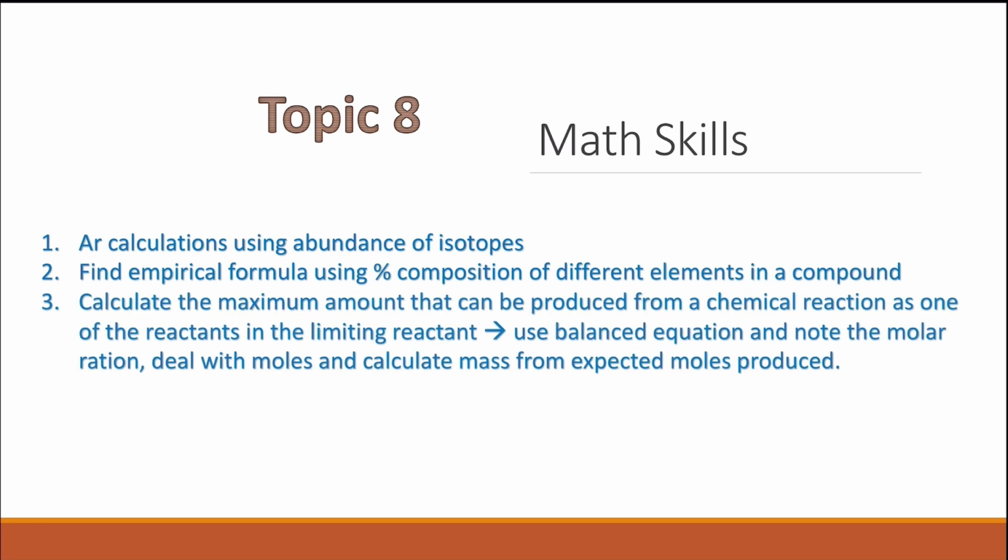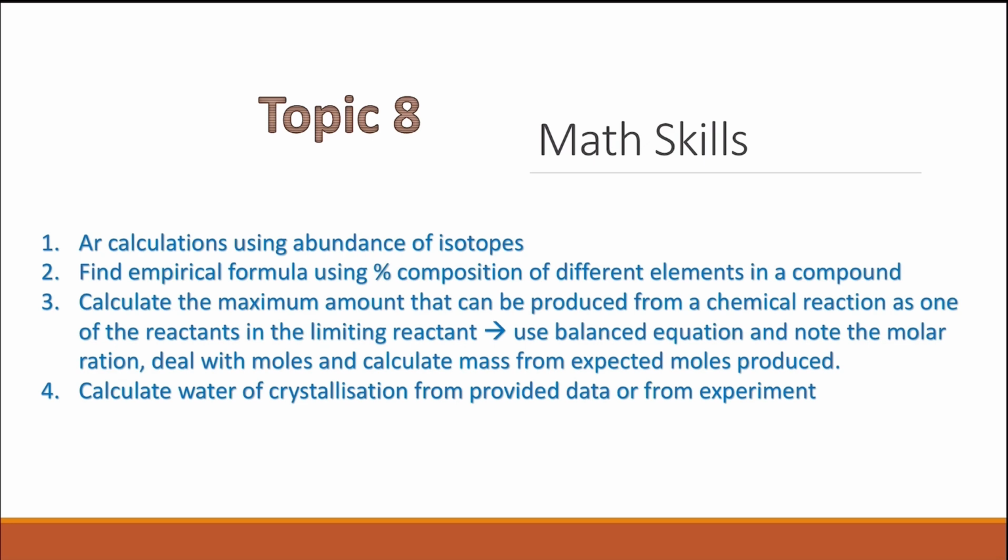The question that is always in the exam is to calculate the maximum amount that can be produced from a chemical reaction. They provide you with a chemical reaction and tell you that they use this amount of the reactant, and you calculate the maximum mass that can be produced from this reaction for a certain product. You have to look at the molar ratio in the balanced equation, calculate the number of moles, and then convert the moles into mass.